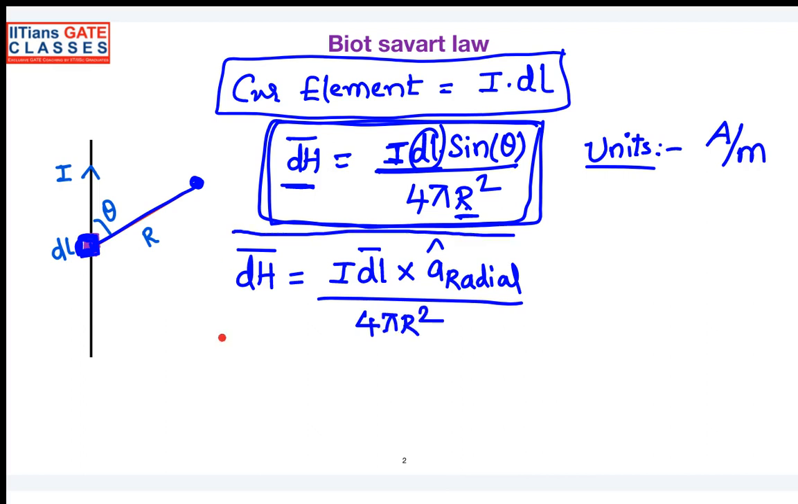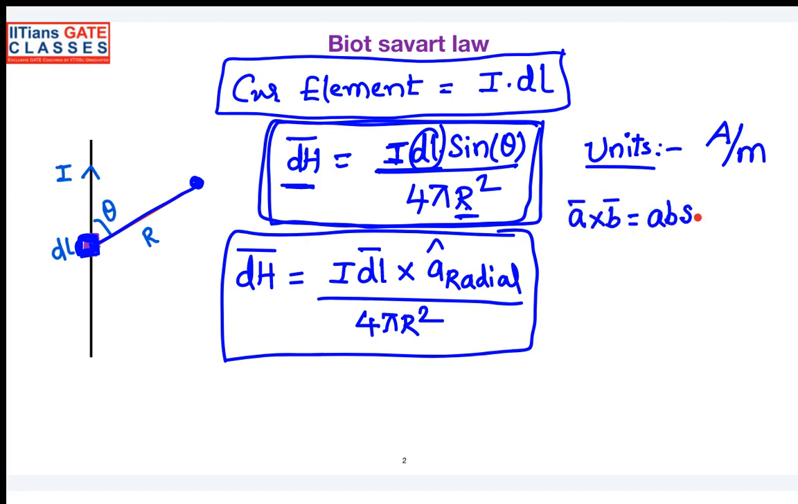So the same equation, instead of writing the sine of the angle, I will write as the cross product of two vectors. What is the definition of the cross product? A bar cross b bar is equal to ab sine theta. In your case, a bar is nothing but dl, and b bar is the modulus of the unit vector, which is 1, into sine theta. So whatever dl into sine theta, I have written as the cross product of the dl vector with the unit vector along r, the vector r bar.